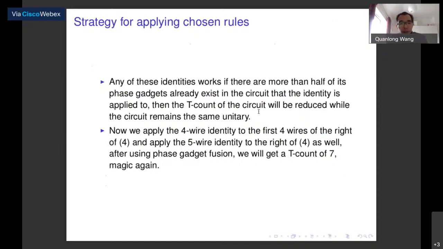Now, if we apply the 4-wire identity to the first wires of the 4 CCZ circuit, and the 5-wire identity to the whole circuit, after the phase gadget fusion, we will get a T count of 7. That's the magic. From 28 to 8 and then to 7. That's how you can use ZX calculus to reduce T count.